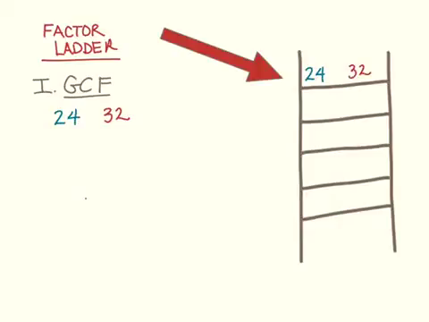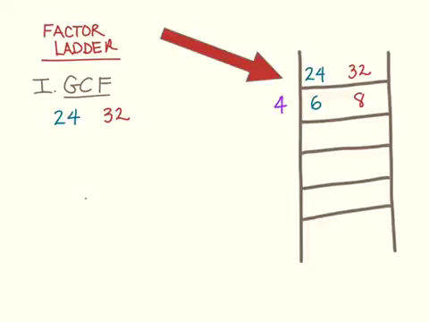And then we will start by factoring out a common factor. It does not have to be a prime factor. It can be any common factor that you recognize between the two numbers. I'm going to start with 4. So we write the common factor to the left of the ladder, and then on the rung next to that, we're going to put the missing factors. So 24 divided by 4 is 6. And 32 divided by 4 is 8.